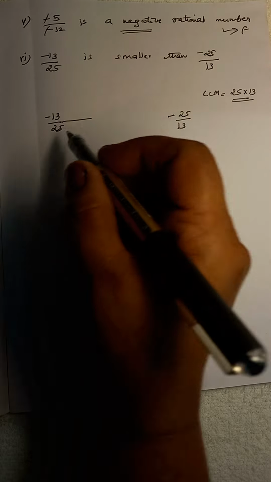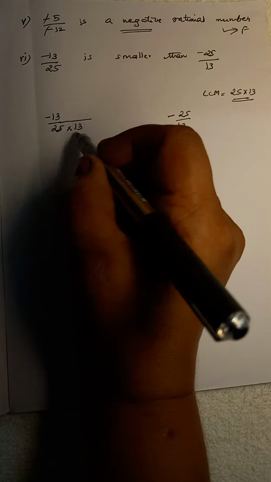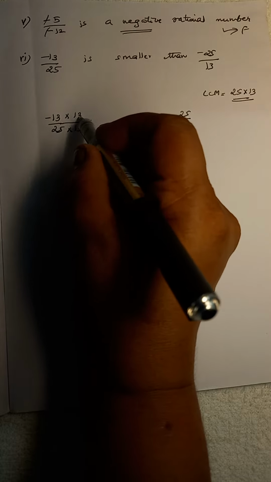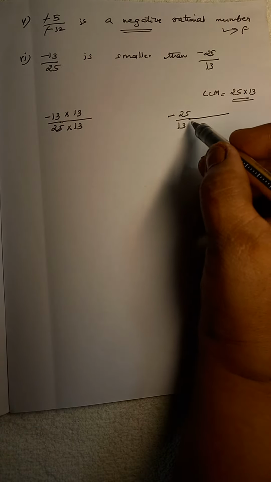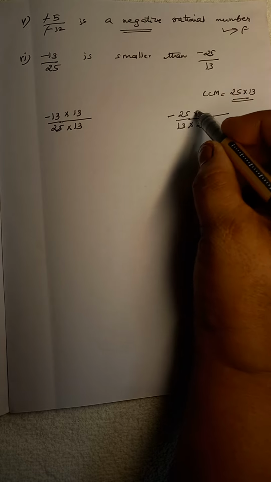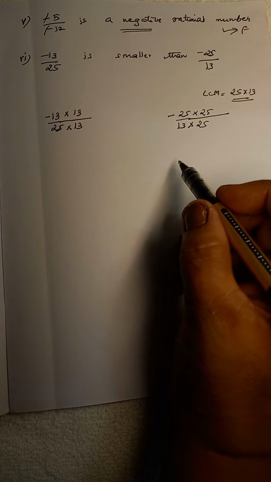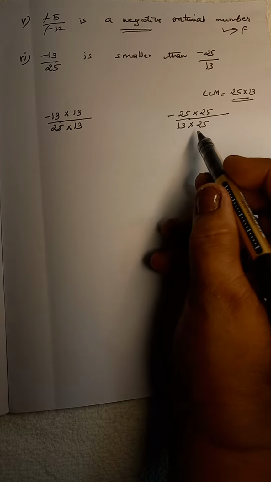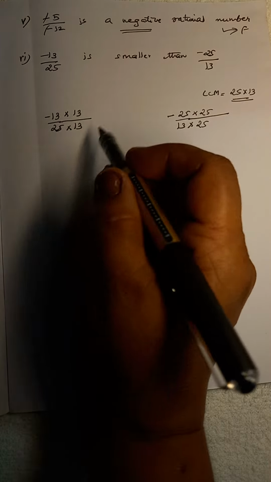Here the denominator is only 25. Here we can make it as the LCM, so 25 into 13. So we have to multiply the numerator also with 13. Otherwise the value of the rational number will change. Here also this is only 13. To make it as 25 into 13, we have to multiply here by 25. At the same time we have to multiply the numerator also with 25. Now the denominators are 25 into 13 and 13 into 25. They are same. So we need only to compare the numerators.